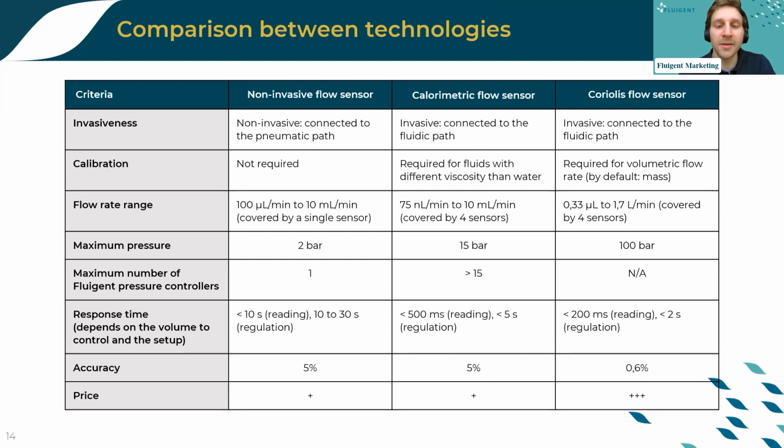So if you want to have a very responsive, highly responsive system, you might want to opt for a calorimetric or caloric flow sensor. If you want to use different types of liquids, you want to opt for the non-invasive flow sensor. And there are also prices to take into account. As I said before, the Coriolis flow sensor is about 10 times more expensive than a calorimetric or non-invasive flow sensor.